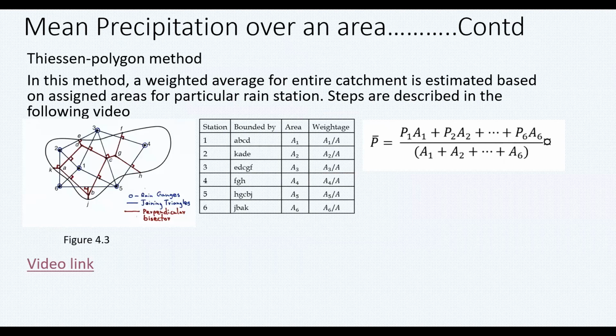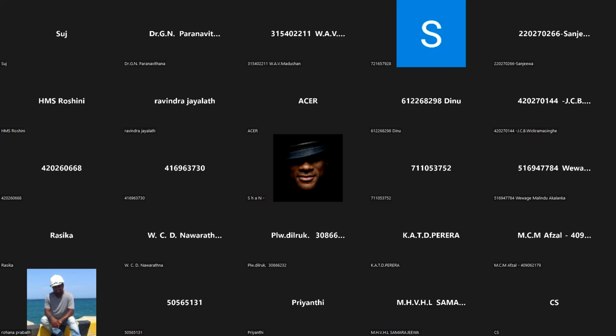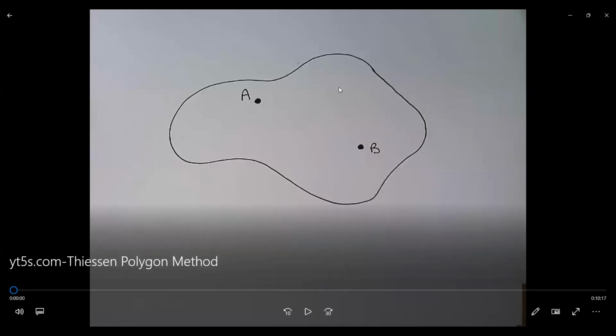So we cannot see the video. You can't see the video? Yes, sir. You can't see, right? Wait. Sorry about that. Can you see the video now? Yes, sir. Okay. Right.